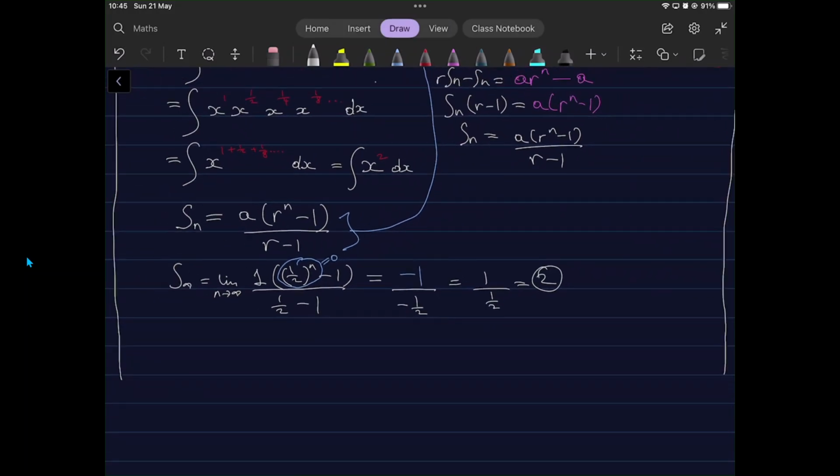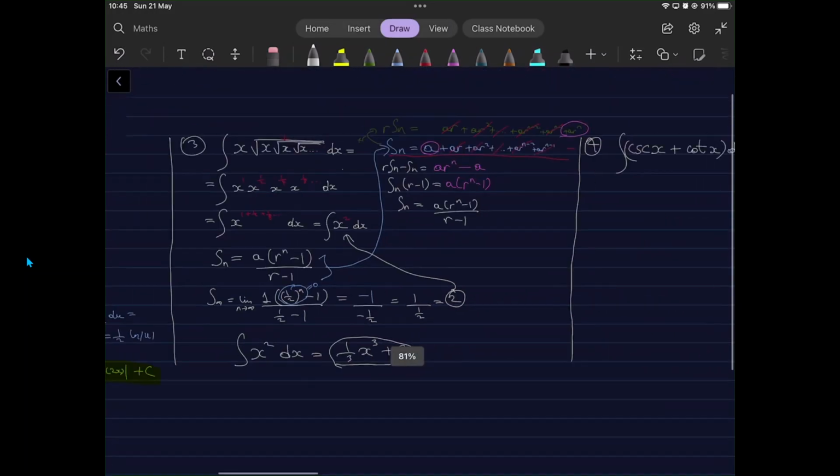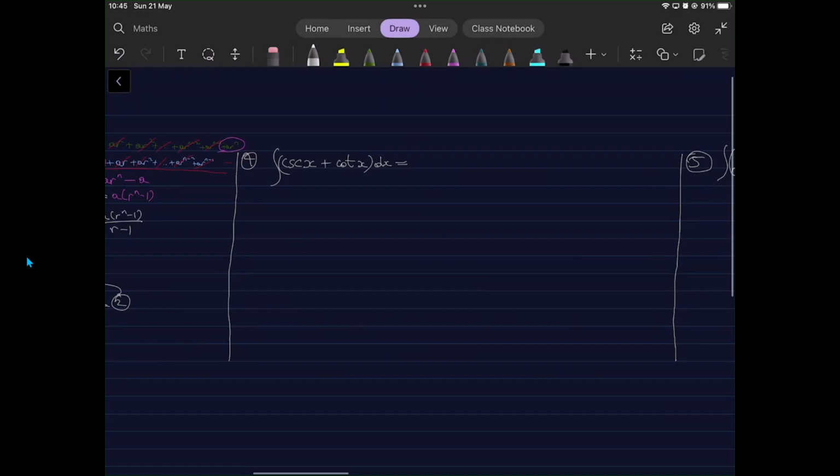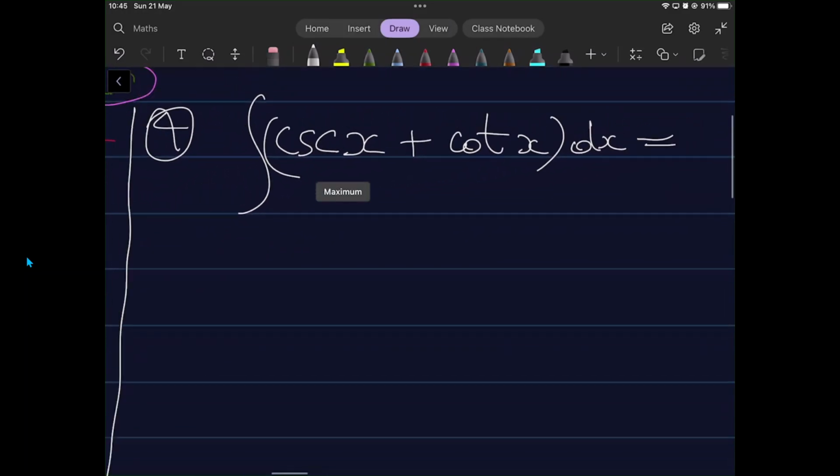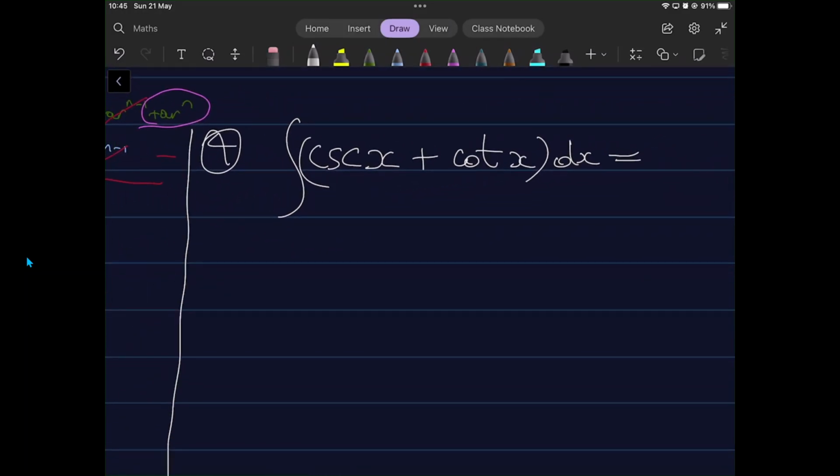There we are. So therefore, we're just integrating x to the power of 2. And the integral of x to the power of 2 is equal to, this is the easiest it's going to get today, x to the power of 3 divided by 3 plus c. There you go. Alright, next for our fourth integral, the integral of cosecant x plus cotangent x dx. How do we do this?